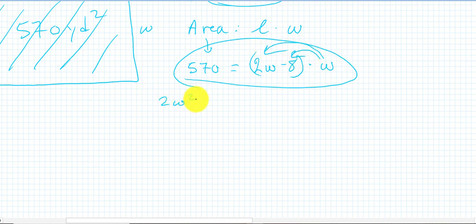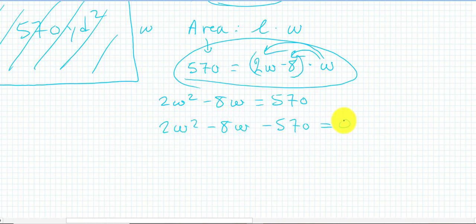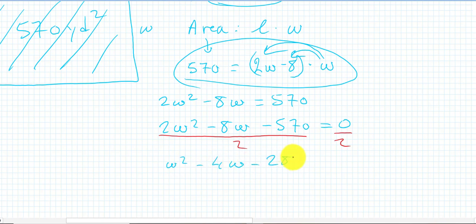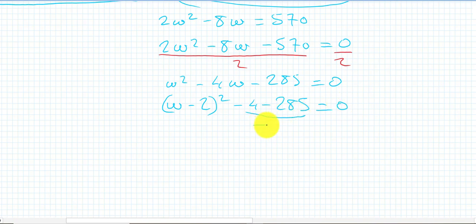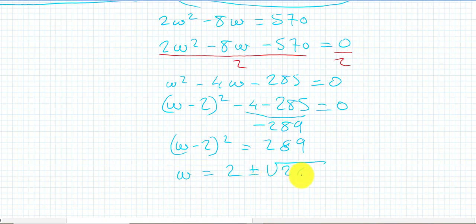So you get 2w squared minus 8w equals 570. So that's 2w squared minus 8w minus 570 equal to 0. Let's divide everything by 2. So we get w squared minus 4w minus 285 equal to 0. All right, I'm going to complete my square here. I think it's going to be quicker. So I have w minus 2 squared minus 4 minus 285 equal to 0. This is negative 289. So I have w minus 2 squared equals 289. And so we have w equals 2 plus or minus square root of 289.